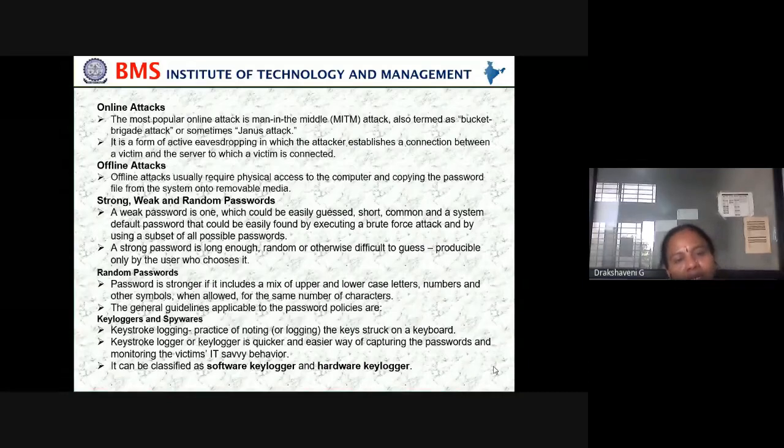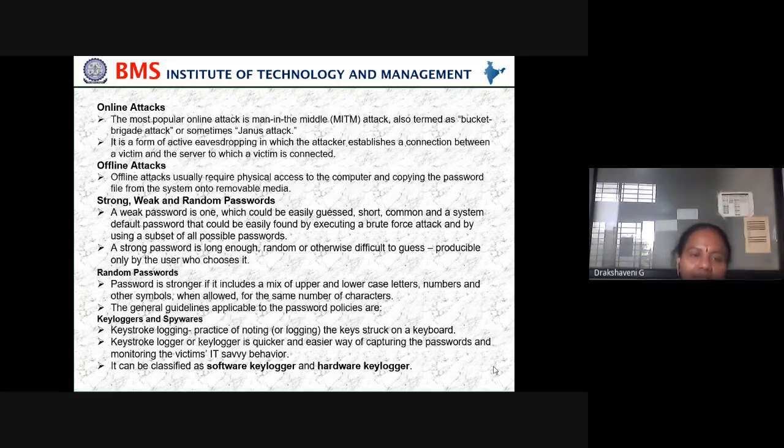A weak password is one which could be easily guessed, short, common, and a system default password that can be easily found by executing a brute force attack and by using a subset of all possible passwords. A strong password is long enough, random, or otherwise difficult to guess, producible only by the user who chooses it.